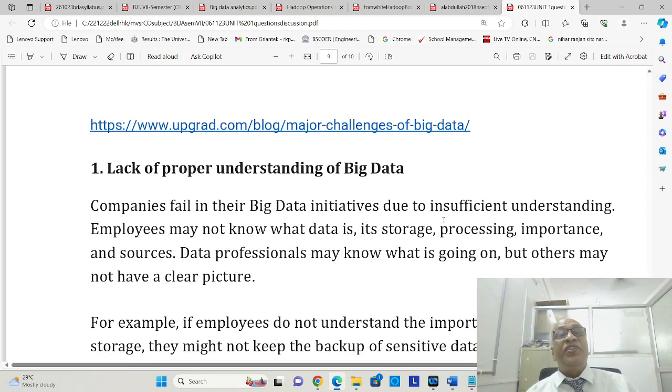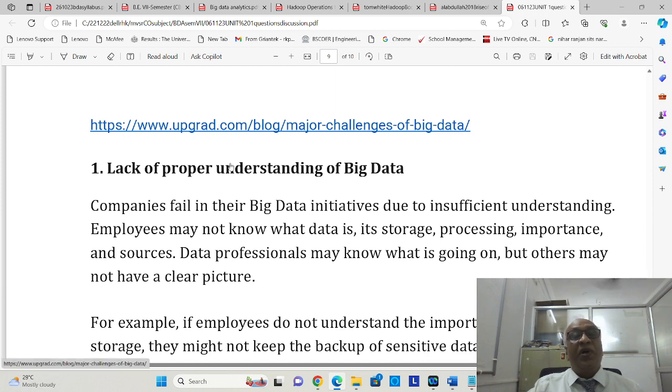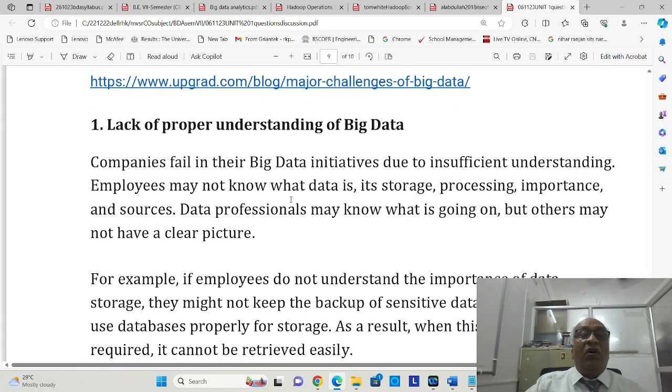The third link I am using is from upGrad. And the question is, again, let us not forget the question, challenges of big data. The first challenge according to this upGrad link is lack of proper understanding of big data. The people involved may not be able to understand big data, the way it is stored, the way it is processed, its importance.